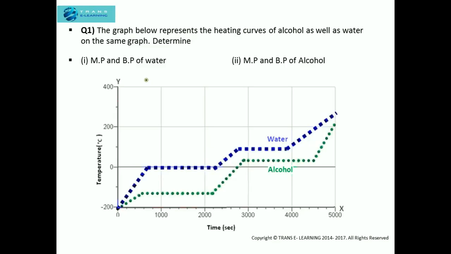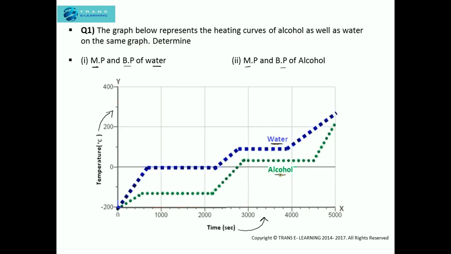The first question. The graph below represents the heating curve of alcohol as well as water on the same graph. Determine the melting point and boiling point of water and the melting point and boiling point of alcohol. So you can see here this is the heating curve where the temperature is on the y-axis and the time is taken on the x-axis, and you can see here two curves. The blue one represents the heating curve for the water and the green one represents the heating curve for alcohol.